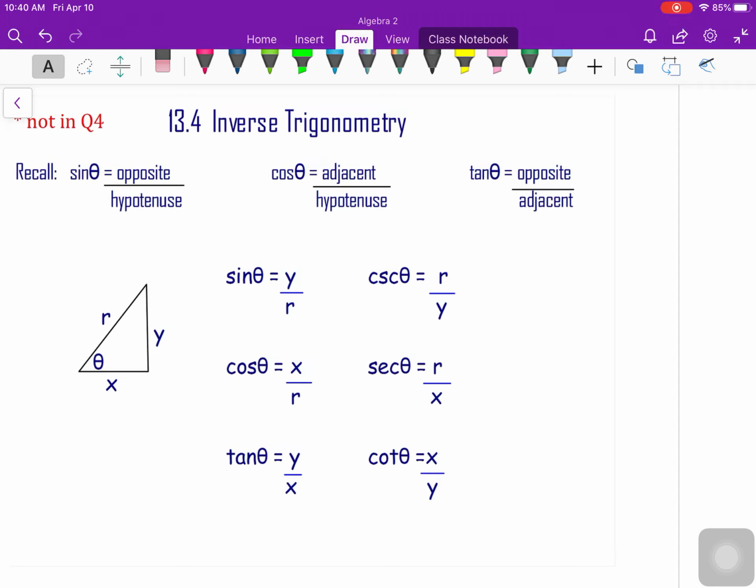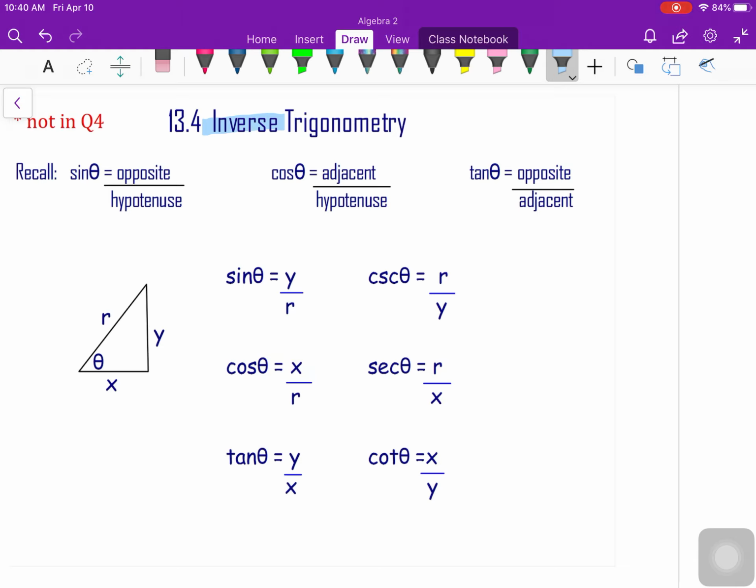Today I'd like to talk to you about inverse trigonometry. Just like adding's inverse is subtracting, multiplying's inverse is dividing, well, all the trig ratios, sine, cosine, and tangent all have an inverse as well. So it is called inverse trigonometry because regular trigonometry up to this point always solved for the sides.